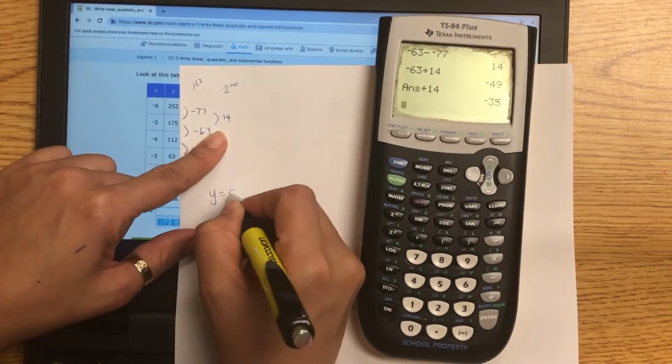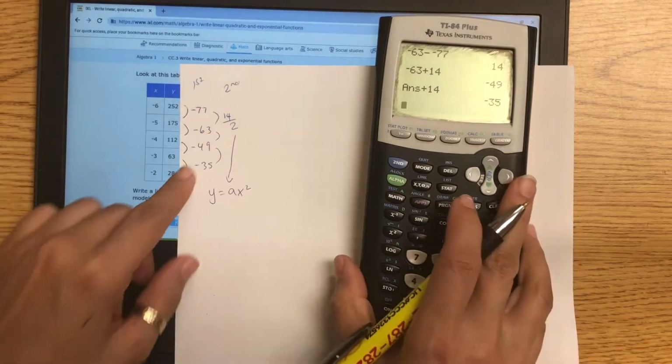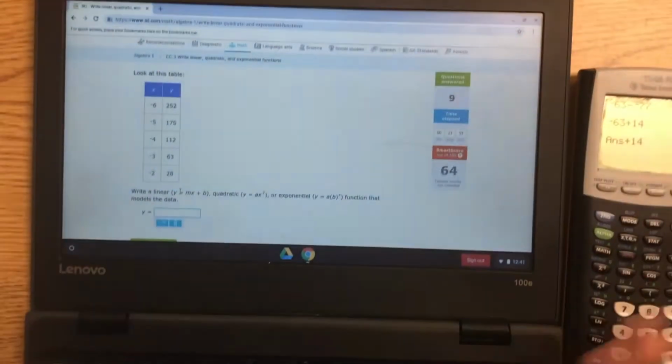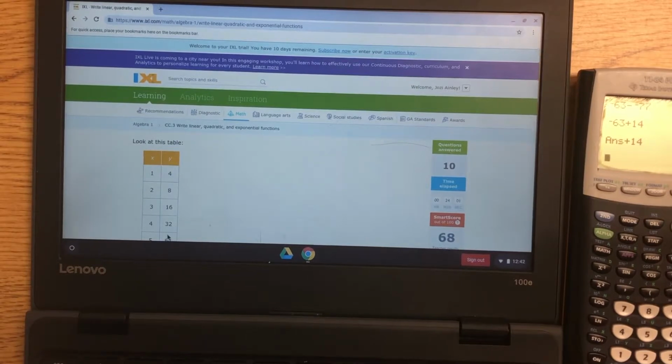So to find A, this divided by 2 is going to give me A. So that means it's going to be 7. So y equals 7x squared. Check it if you don't want to be wrong, but I'm pretty sure of my stuff.